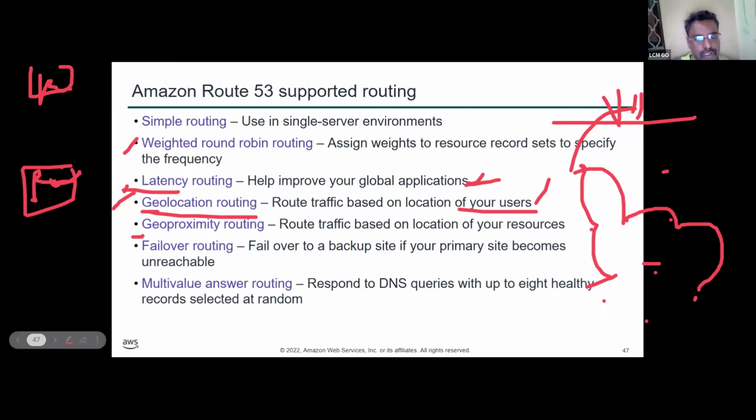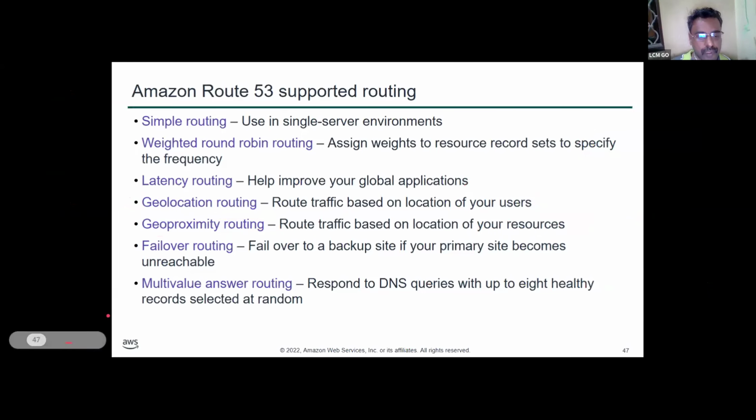Next, geoproximity routing. Geoproximity means what? We have learned this geoproximity in the second module, that is how to select a region. Proximity means whether the resource you are looking for is there or not. That's what geoproximity routing is. Based on that, it will give the preference of the traffic based on the location of your resource. Next comes the important one.